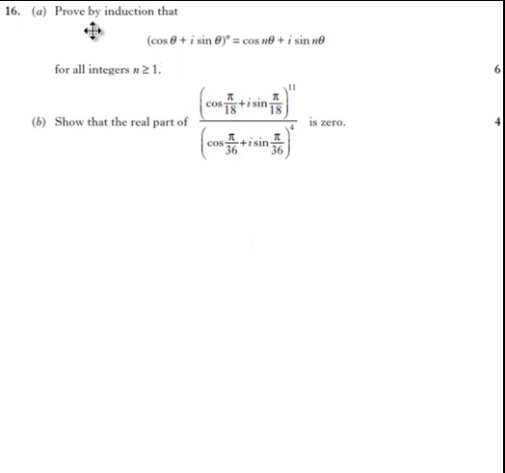For part A, we're asked to prove by induction that cos theta plus i sin theta in brackets to the n is equal to cos n theta plus i sin n theta for all integers n greater than or equal to 1. In other words, prove de Moivre's theorem.